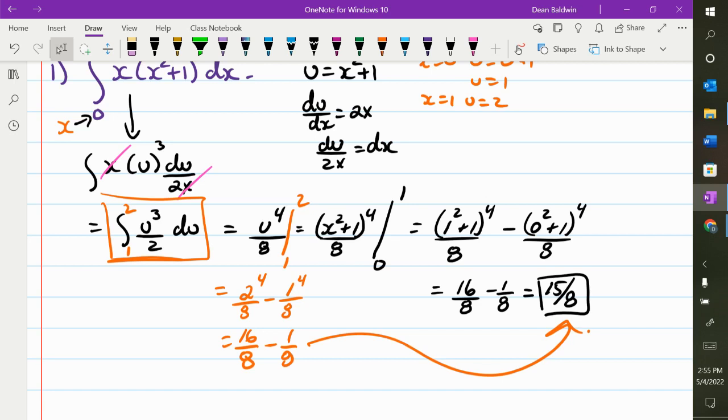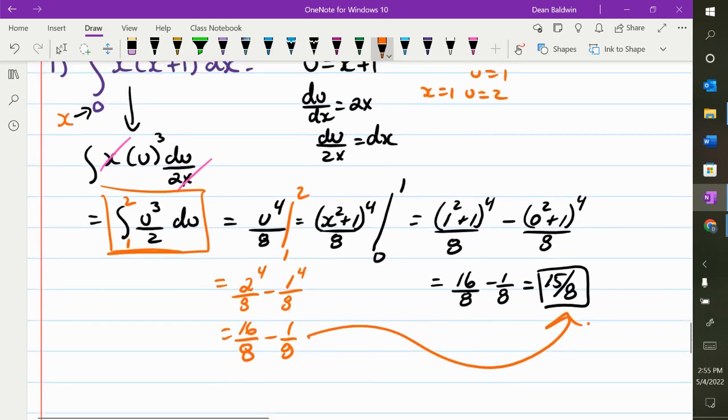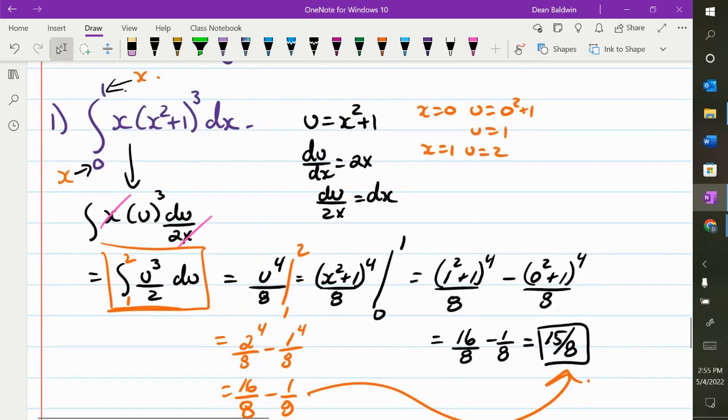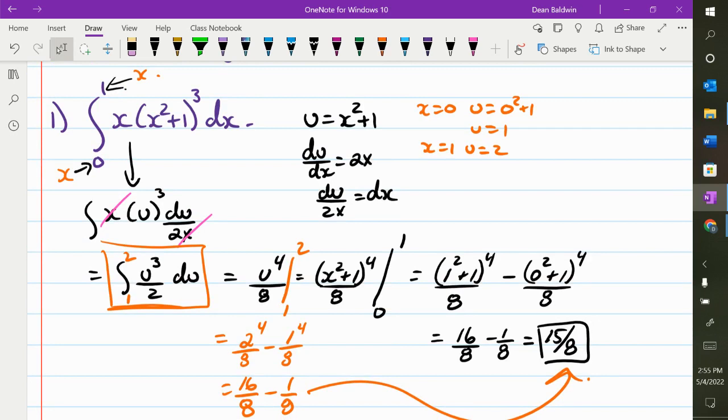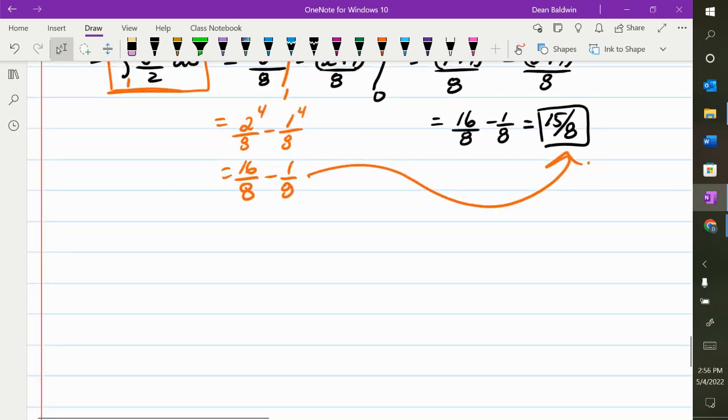Yeah, that's what the area under the curve is: 15 over 8 between 0 and 1. So it's saying the area under the curve between 0 and 1 of this function equals 15 over 8. And the area under the curve of this function between 1 and 2 is also 15 over 8. So you've created an equivalent function in terms of the area under the curve. That's what you're doing.